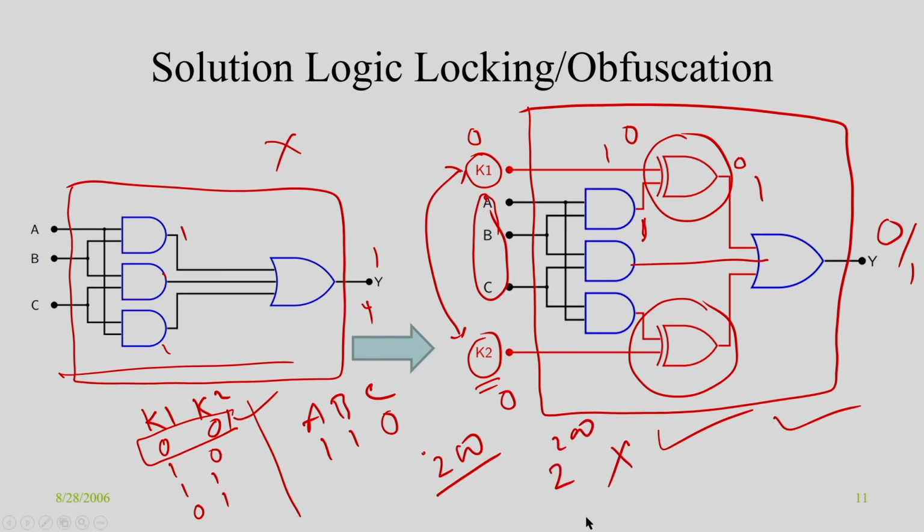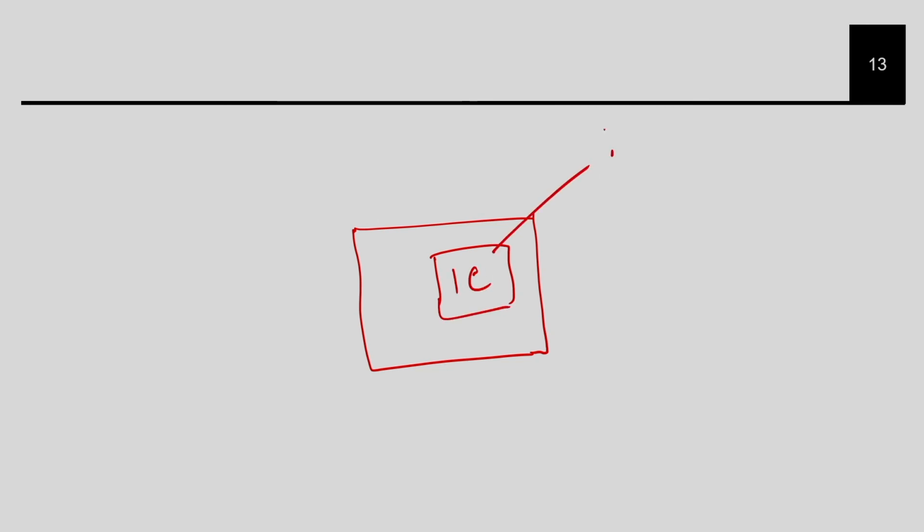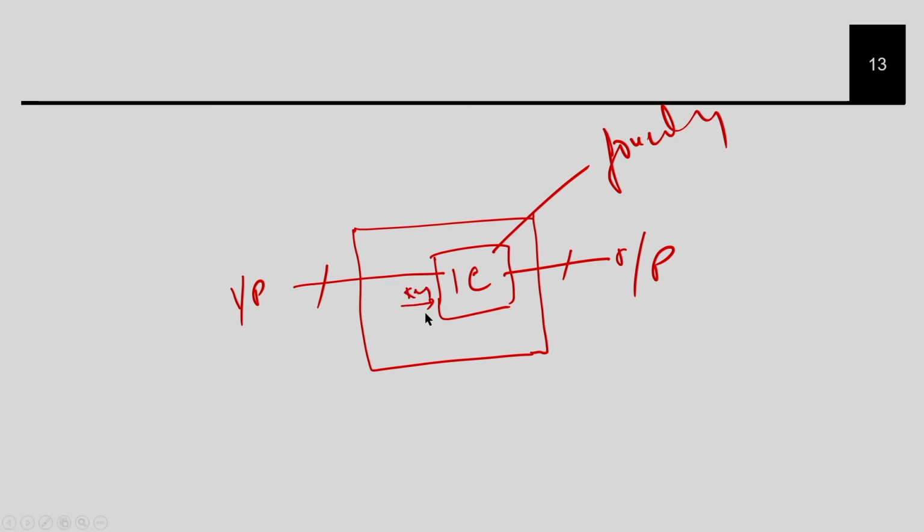So the basic idea is that I am going to create my circuit like this. I have the actual IC, which will come from the foundry. This is the only part I am going to give. This is the actual input of the circuit, and this is the output of the circuit. And I am going to have an extra input, which is called the key, and this key I am not going to give to the foundry.